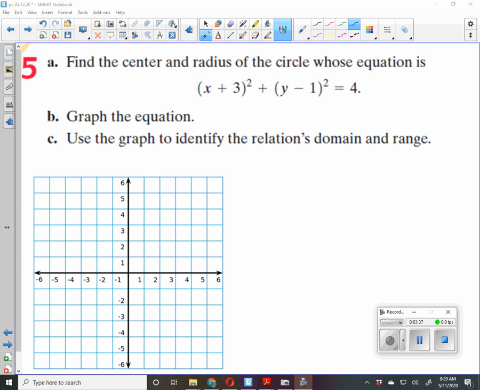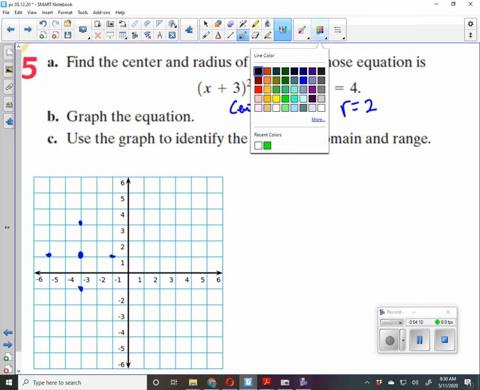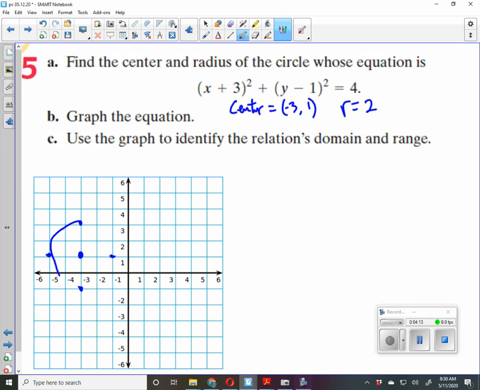Number 5, find the center and radius of the circle whose equation is given. The center is negative 3, 1, so that puts it right there. The radius is equal to 2, the square root of 4. That means I can put points 2 units away from the center, and that will end up being your circle. And then when we graph this, if I do this right, I'll have a nice perfect circle. See how perfect that is? Notice the radius is 2, and yes, I missed it a little bit, but that's life.